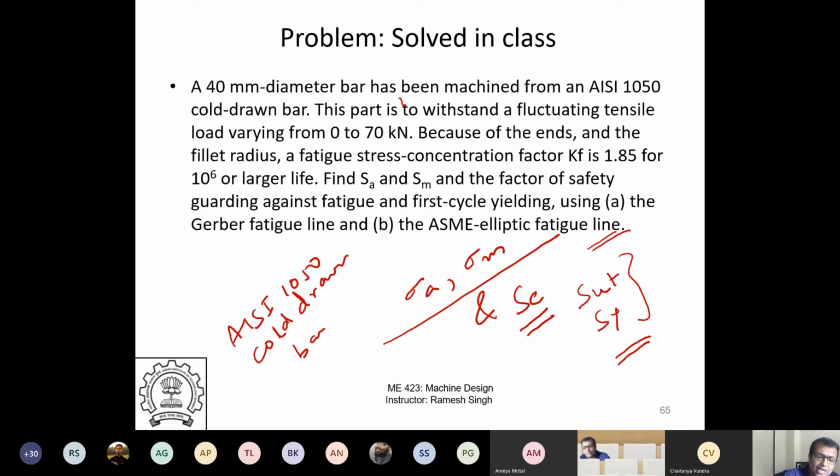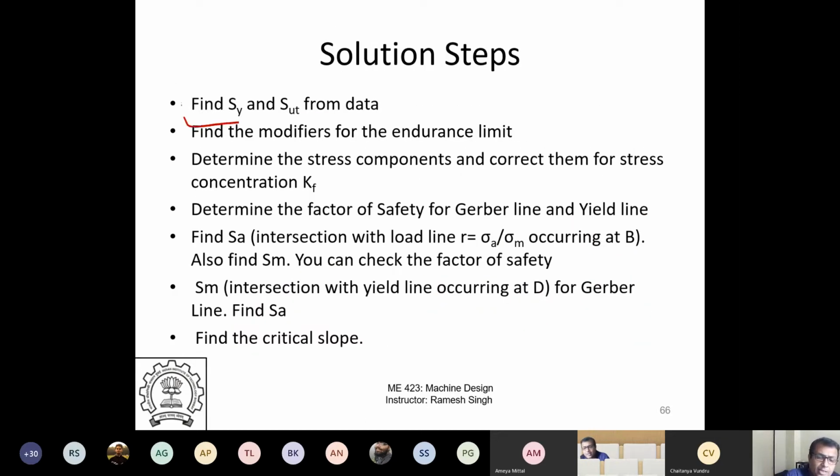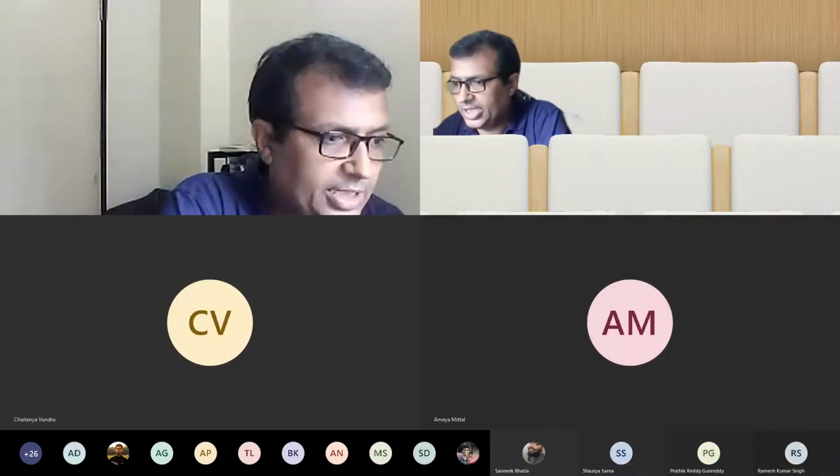Solution step. First thing I would like to have is, let's find SY and SUT from data. So how do I go ahead and find SY and SUT from data? Look at the table in the end. If you just give me a minute, I will flip the screen and show you what data we have. I'll share the screen.